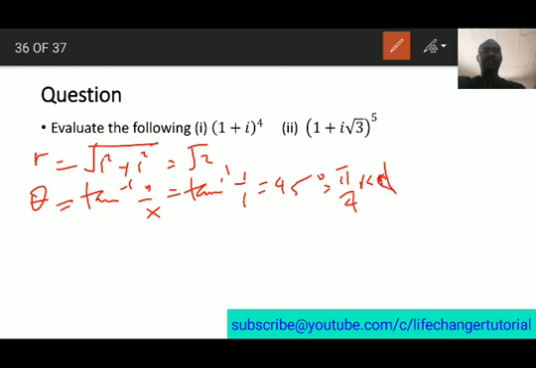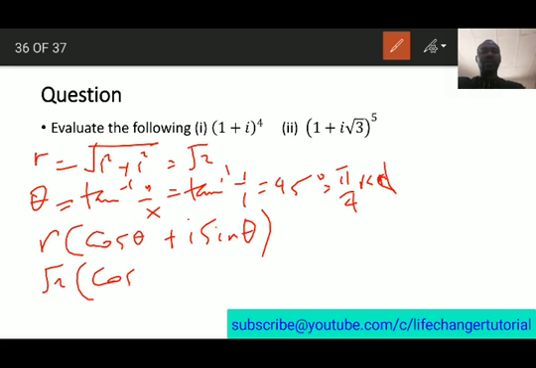Now, if we replace this, the polar form for this is supposed to be root 2. Remember, the formula is r into (cos theta plus i sin theta). So that means it's root 2 into (cos pi over 4 plus i sin pi over 4).